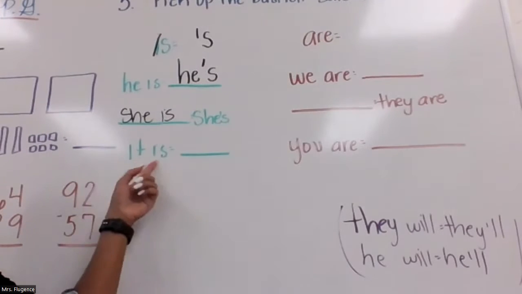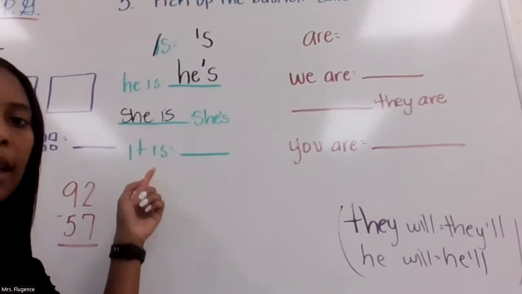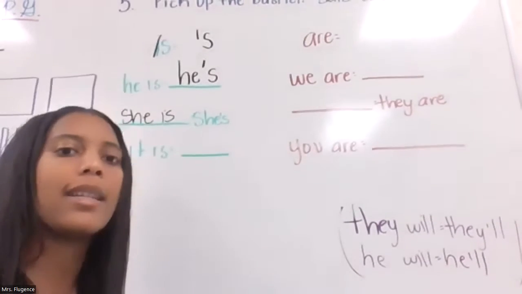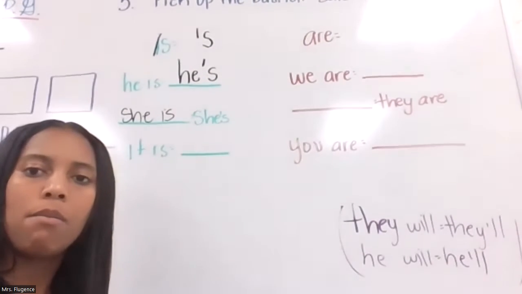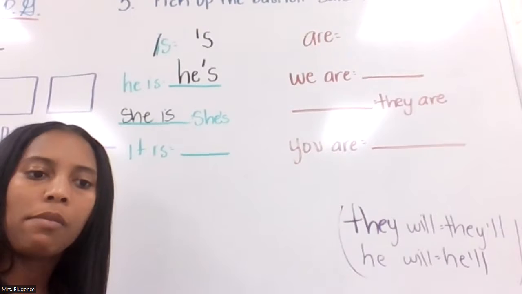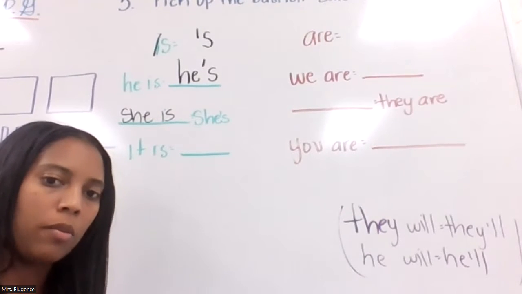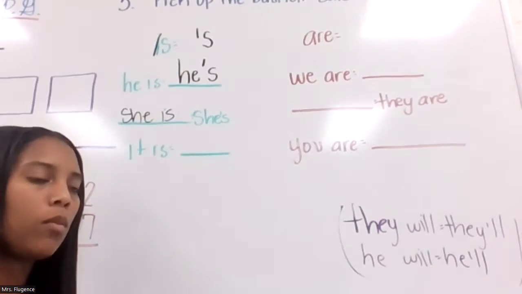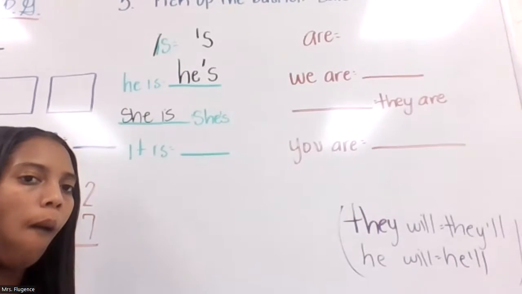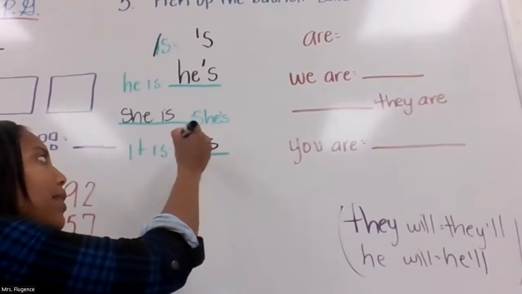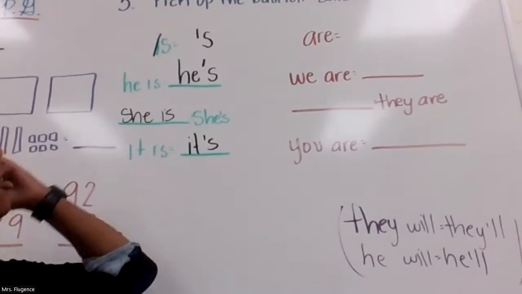Next I have it is, the two words. What would be the contraction for it is? Apostrophe S. But what would it say? It's. It's, yes, I-T apostrophe S. Good, so that's contracting is.